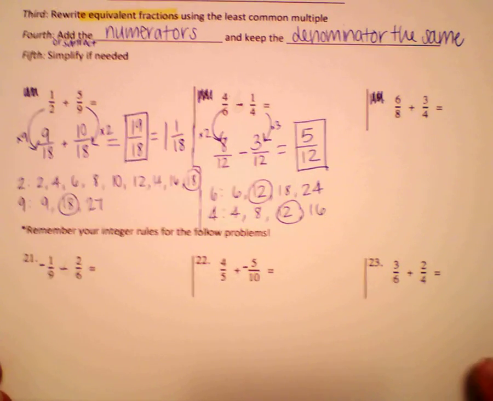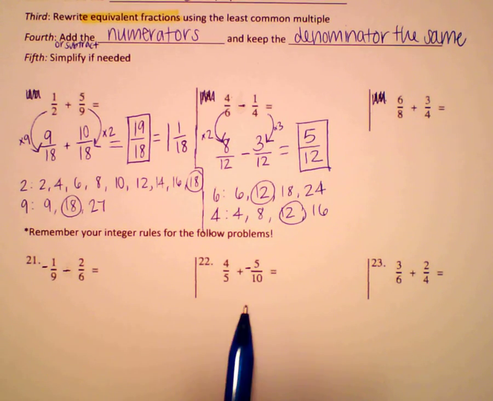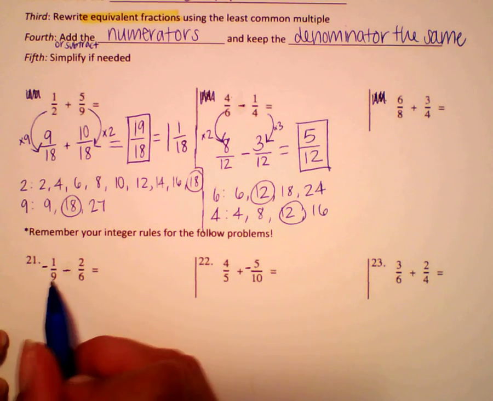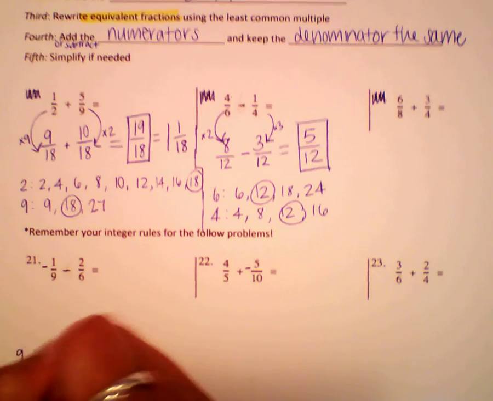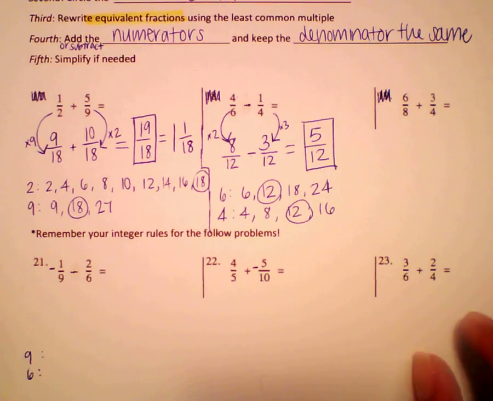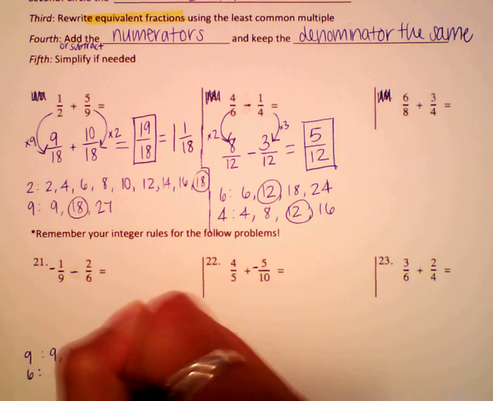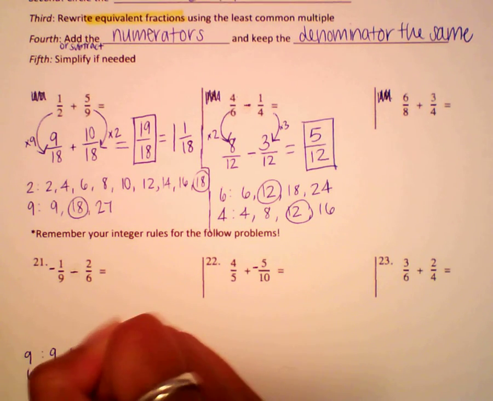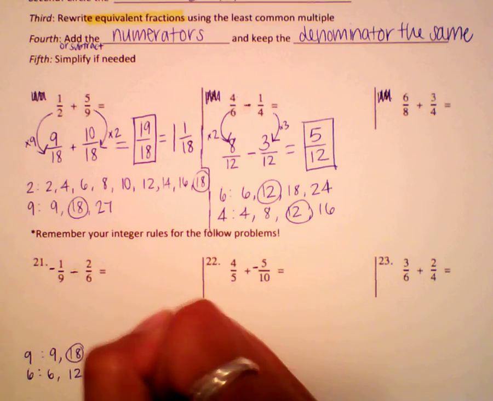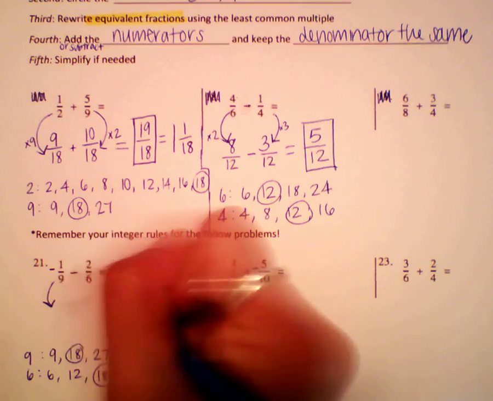Moving on, I want to go through the first of these two with you, since you will notice that we are now dealing with fractions that have negative signs. So we need to keep in mind our integer rules, how we add and subtract integers. Same rules apply as above. I need to get common denominators. I'm going to list out my multiples here. And 18 I see is my least. Let's make some equivalent fractions down here.